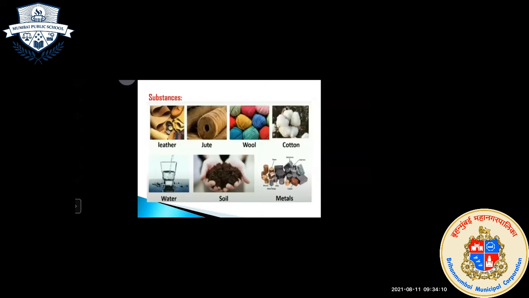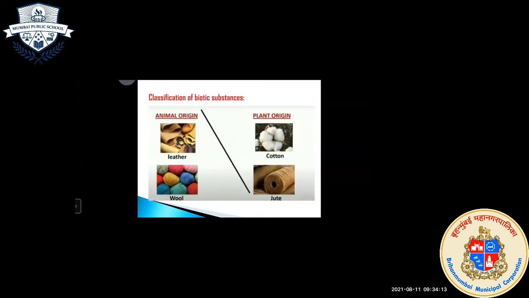Now, let's go ahead. Now see here. Again, the biotic substance is divided in two parts. That is animal origin and plant origin. Now, as I have told you earlier, leather is made from animals, for example crocodile, and wool we get from sheep. So, crocodile is an animal, sheep is an animal. So these substances are of animal origin. And here on the right hand side, cotton and jute. Cotton we get from plant, jute also we get from plant. So this is plant origin.